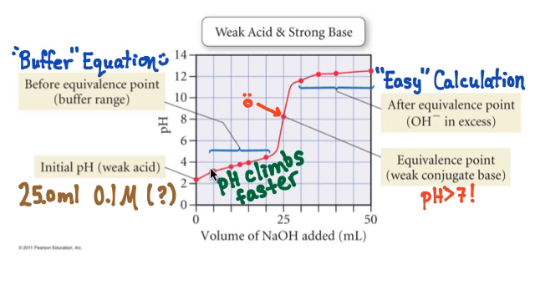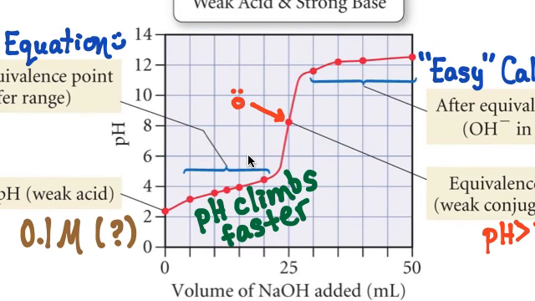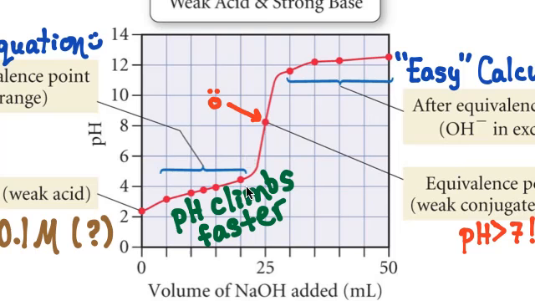I should know the pH, or I should know the Ka of the weak acid. Anyways, the main difference is right here. The pH climbs a lot faster with my weak acid when I add the strong base.